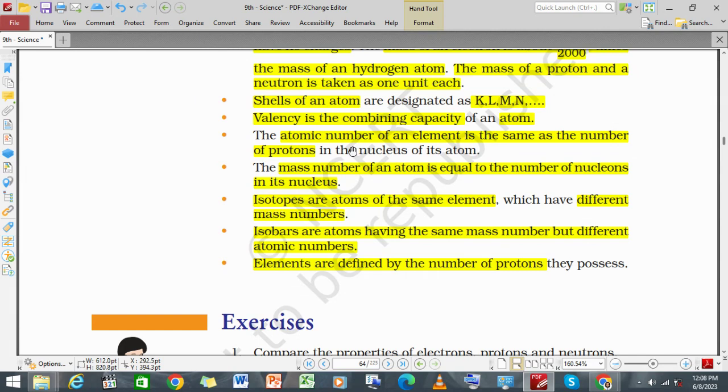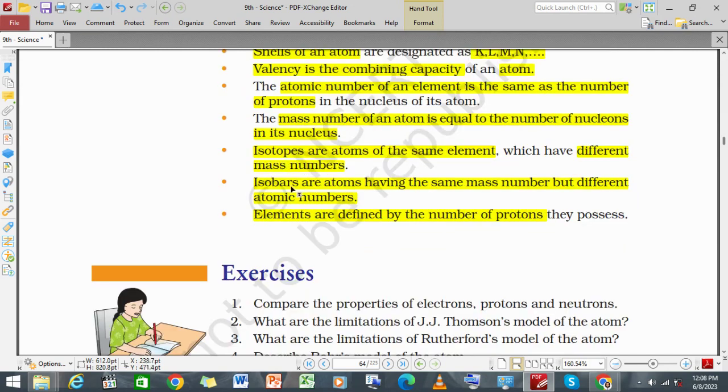The atomic number is equal to the number of protons, and the mass number is equal to the combination of protons and neutrons. And what are isotopes and isobars? Iso means same, top is atomic mass, and bottom is atomic number.